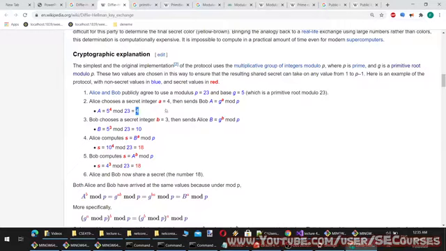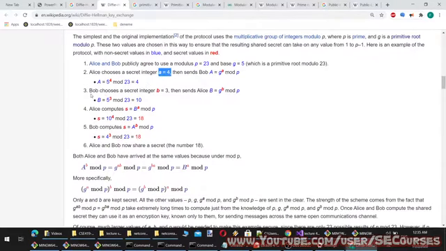Okay. And its chosen secret integer was also 4, as you can see. Then Bob chooses a secret integer b equals 3 and sends Alice B equal to g^b mod p, and this time the result is 10. Okay, so Alice computes s equals B^a mod p, which is equal to 10^4 mod 23 equal to 18. So Alice's computation is 18.